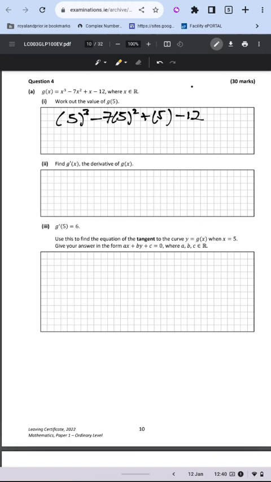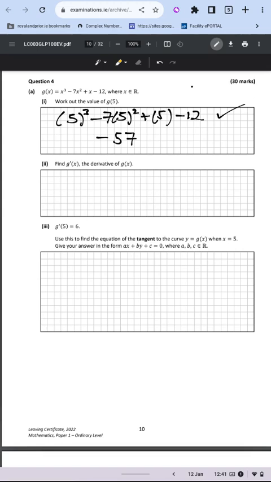And just throw that all into your calculator. That's you showing the work. And when you do that, you get minus 57. Next thing, find g dash x. Now g dash x is the same as dy dx, the slope, the rate of change, and whatnot.